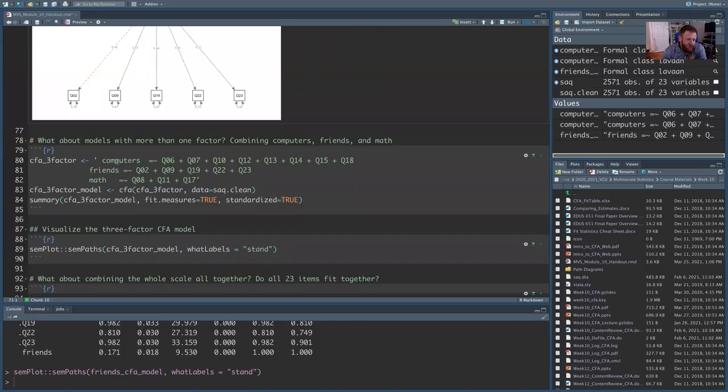So in this case, we're combining computers, which was the first one we looked at, with friends. And then we're adding this math component. This is the one that has to do with like standard deviations and central tendency and all that stuff. So what we're testing here is whether or not these items are best represented by a series of 3 correlated latent variables, one about computers, one about friends, and one about math.